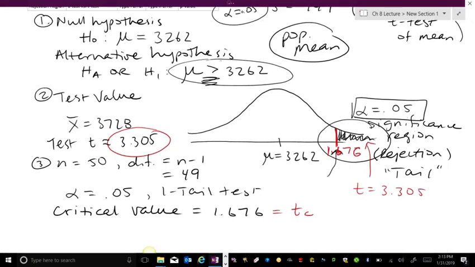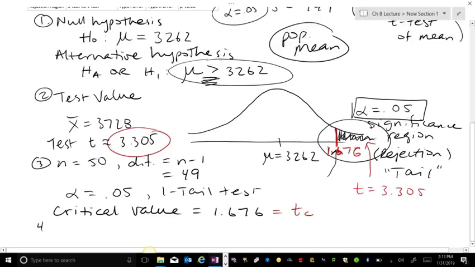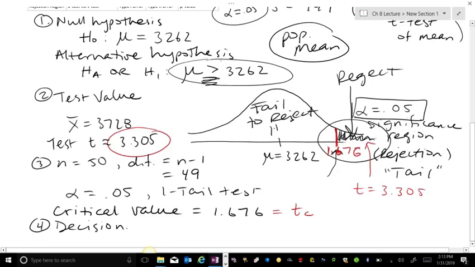Because I landed in the rejection region, I'm ready for my next step, step number 4. That's to state my decision. My decision is either reject, and I reject if I land in this region, or I fail to reject if I don't land in that region. And both of these are relative to that null hypothesis. So I'm either rejecting the null hypothesis. In this case, I found a value that was significantly greater than, statistically speaking, 3262. So I do reject the null hypothesis. So I'm rejecting the claim that the mean was equal to 3262.